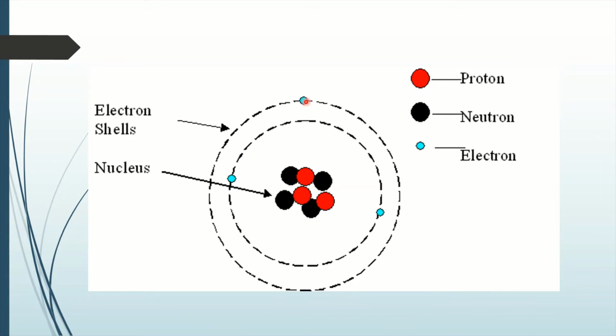Now, this is a negative charge called an electron, this is a neutron, this is a proton, and this is the nucleus. The nucleus is the center part. And this is the electron shell, because the electrons live in this shell area.